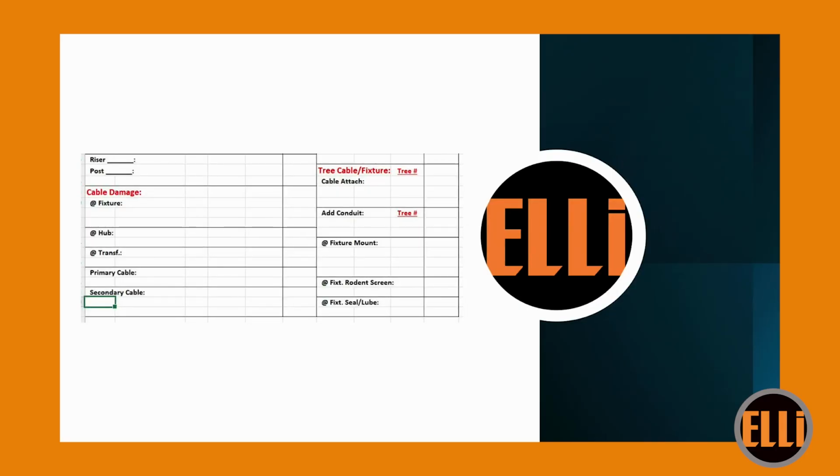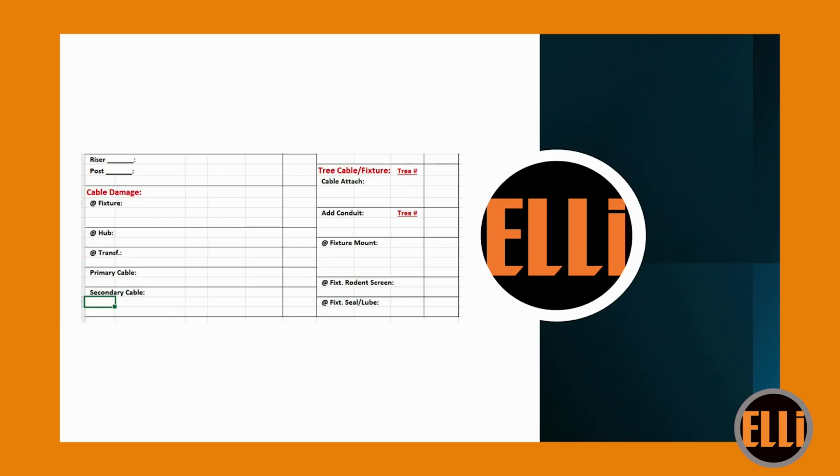Here, this is another part of page 1 on my document, which is just the final part of it. So on the left side there, you can see I've got cable damage. I want to have a means to describe what is the cable damage that I've run into. Is it at the fixture? Is it at the hub? Is it at the transformer location where the damage has occurred?